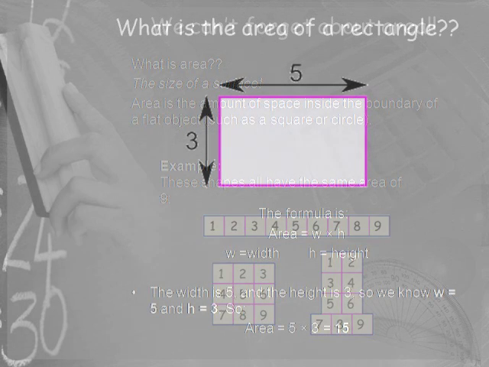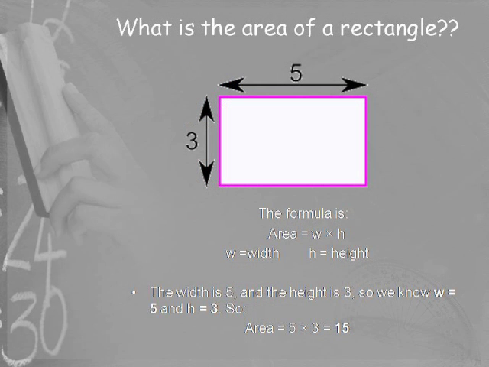What would be the area of a rectangle? The formula is area equals W times H, which means W equals width and H equals height. The width of an object is 5 and the height is 3. So we know W equals 5 and H is equal to 3. So, area equals 5 times 3, which is 15.